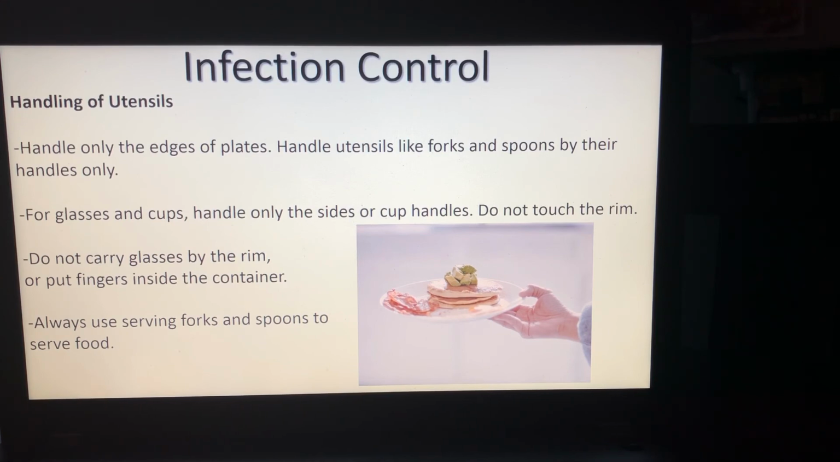We want to handle utensils like forks and spoons by their handles only. Never grab them by the part that goes in someone's mouth. For glasses and cups, you want to handle on the side or use the cup handle. We never touch the rim. We don't carry glasses by the rim or put our fingers inside of any kind of container. And we always use serving forks and spoons to serve food.